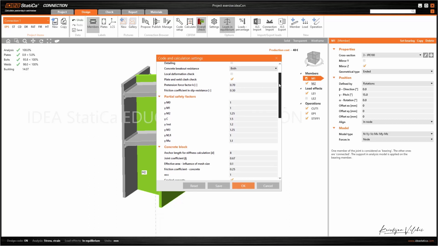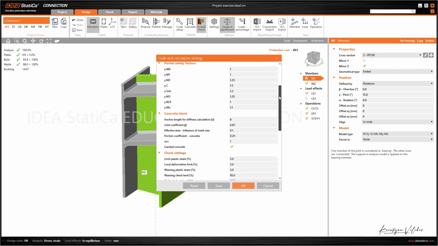The following are the parameters related to the concrete check during the anchoring. Anchor length for stiffness calculation. The value used to determine the stiffness of the anchor in the connection. Joint coefficient. The coefficient needed to calculate the compressive strength of the concrete, and it depends on the characteristics of the filling between the washer and the concrete. Effective area influence of mesh size. A factor used for determining the effective surface area of concrete under pressure in contact with the washer.